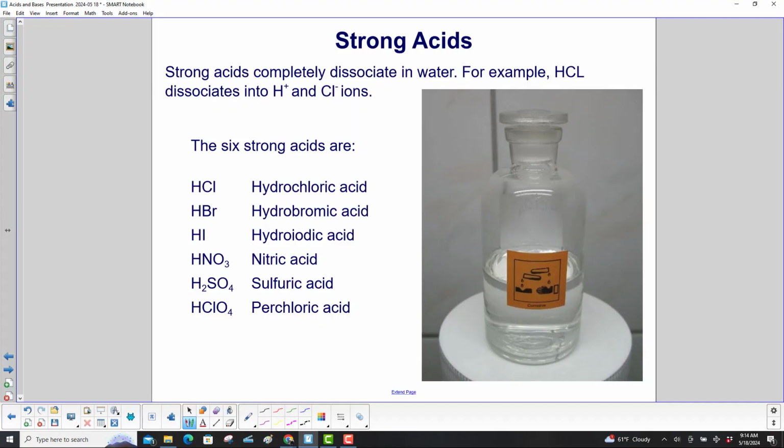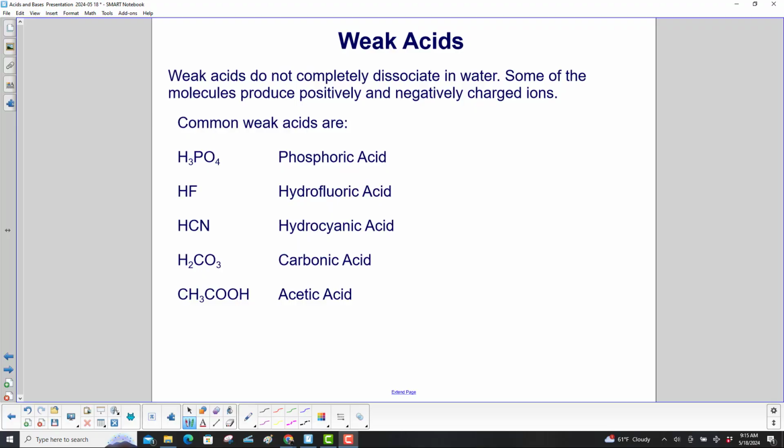Strong acids completely dissociate in water. For example, hydrochloric acid dissociates into H+ and Cl- ions. So hydrochloric acid, hydrobromic acid, hydroiodic acid, nitric acid, sulfuric acid, and perchloric acid. Weak acids do not completely dissociate in water. Some of the molecules produce positively and negatively charged ions. And here are your common weak acids: phosphoric acid, hydrofluoric, hydrocyanic, carbonic, and acetic acid.